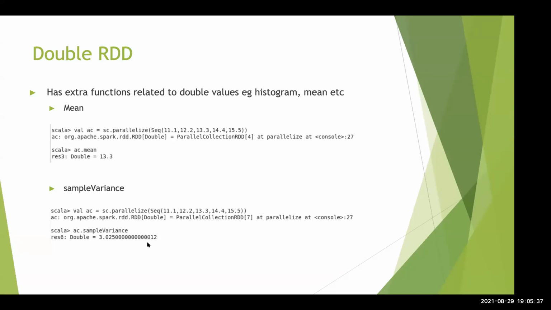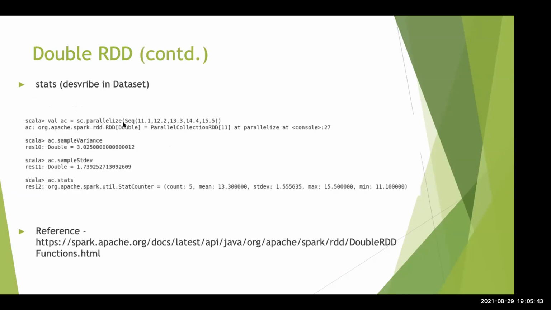I think I have a couple more examples. The system is a little slow somehow. Stats. So you can come up with the stats. So you can say your RDD dot stats. It'll give you count, mean, standard deviation, max, min, and things like this.